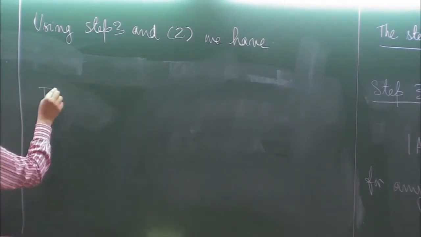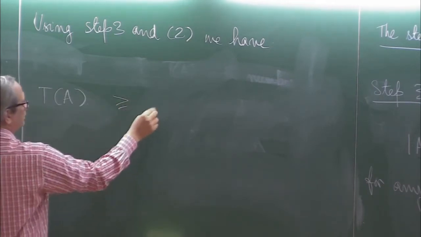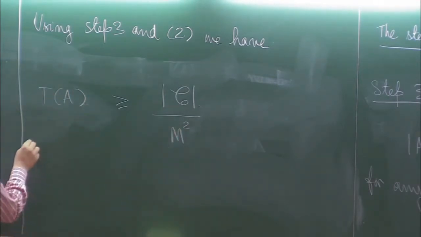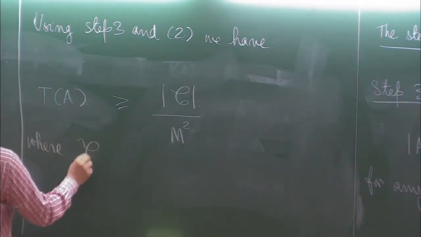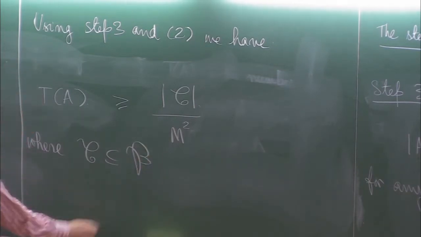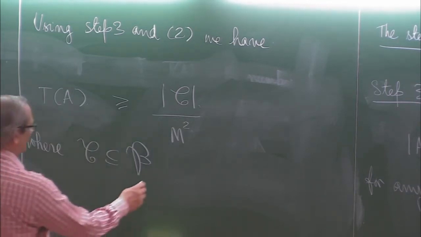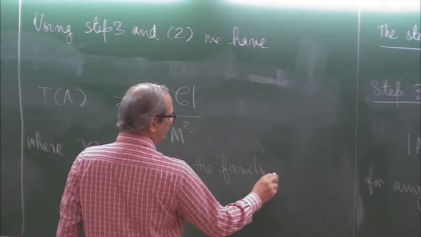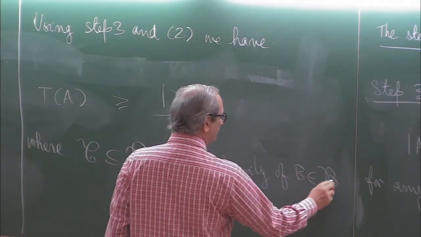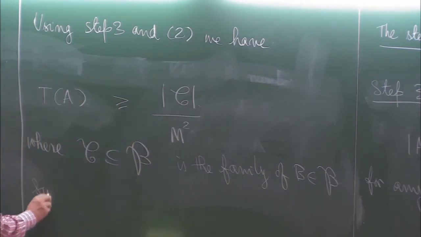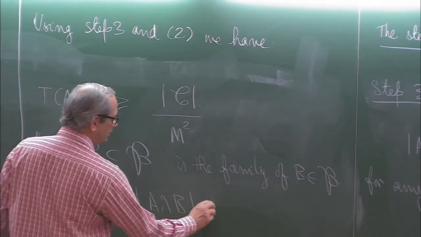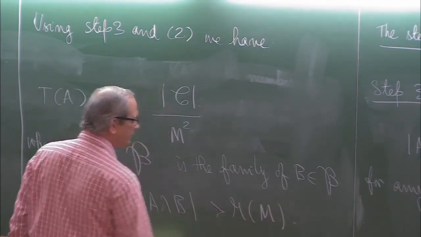T of A is greater than the cardinality of C by M square, where C, subset of beta, is the family of B in beta such that the cardinality of A intersection B is strictly larger than R of M.